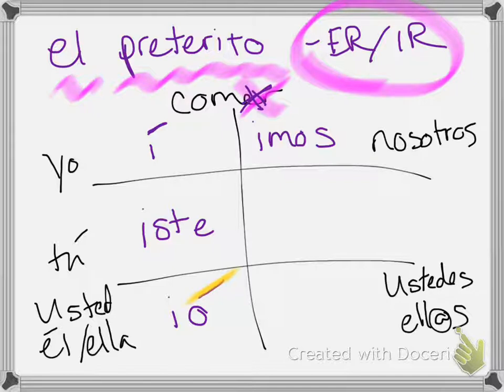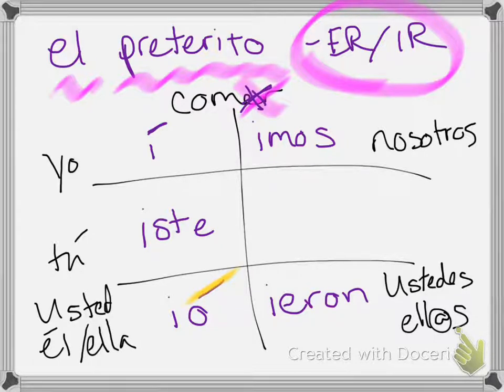So now if my subject is ustedes or ellos or ellas, once again, take off that ER and add on the new ending, which is ieron, comieron. Ellos comieron antes de la fiesta. They ate before the party, which is so silly. The party might have had tamales. So comieron antes de la fiesta. See? So these are our endings.